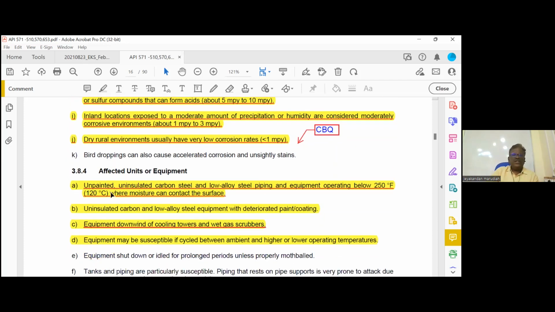Then affected units, unpainted, uninsulated, carbon steel and low alloy steel piping operating below 250 degree where moisture can occur. So these are the conditions for atmospheric corrosion. There should not be painting, there should not be insulation, temperature should be below 250.